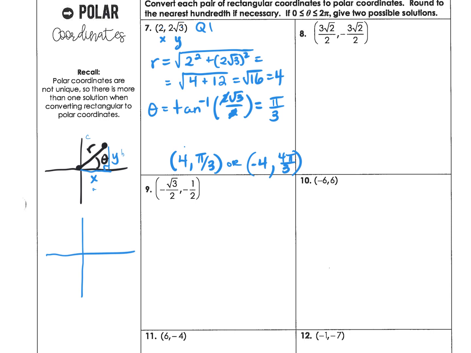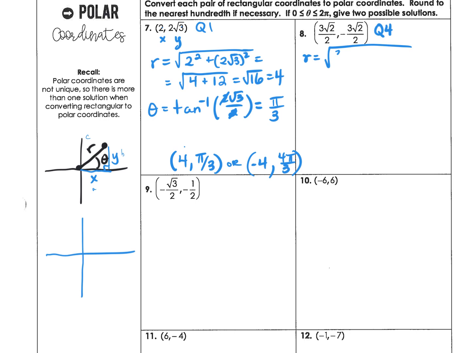All right, 3 root 2 over 2, negative 3 root 2 over 2 is which quadrant? Let's do one more of these. X is positive, y is negative. Quadrant 4.